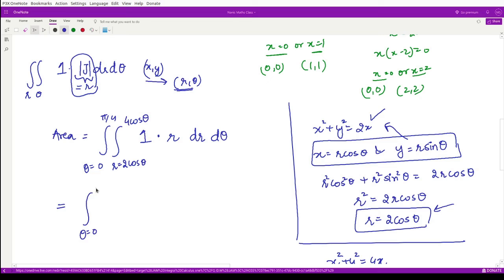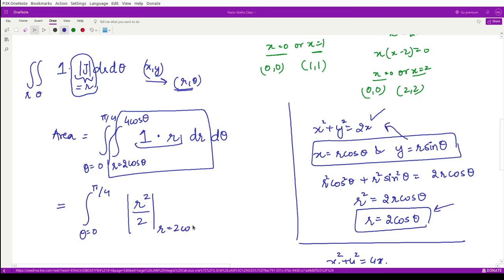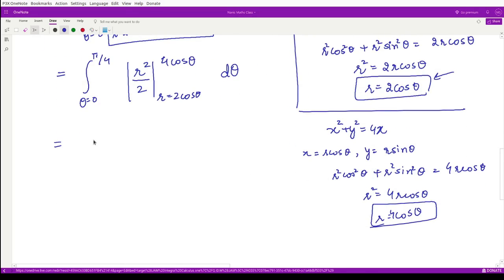For solving this integration, we would first take the integral with respect to r, keeping theta constant. Now there is no theta, we only have r. So the integration of r with respect to r would be r square by 2. And the limits of r vary from 2 cos theta to 4 cos theta and d theta as such. So we can substitute the limits here. So it would be 4 cos theta square minus 2 cos theta square divided by 2, and the integration is with respect to theta as such.